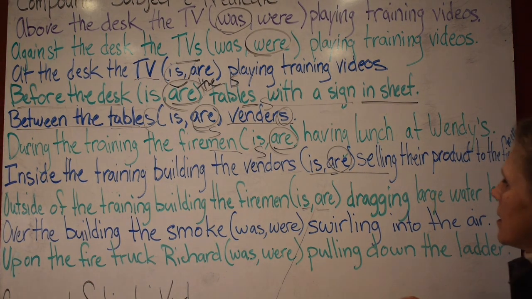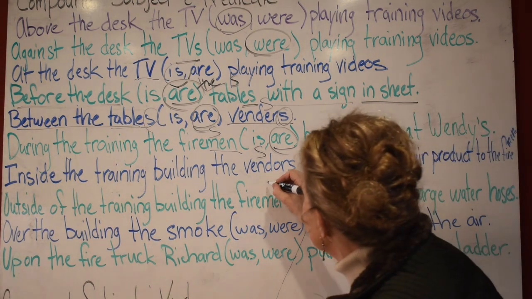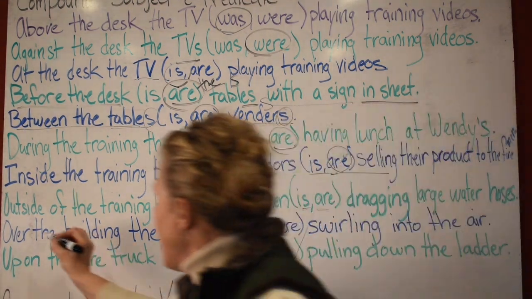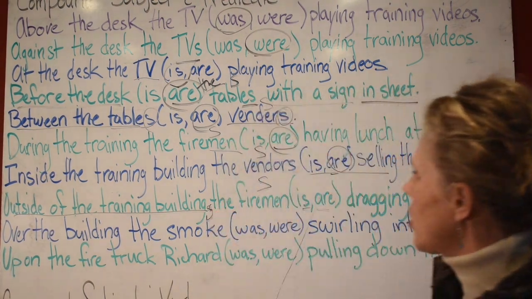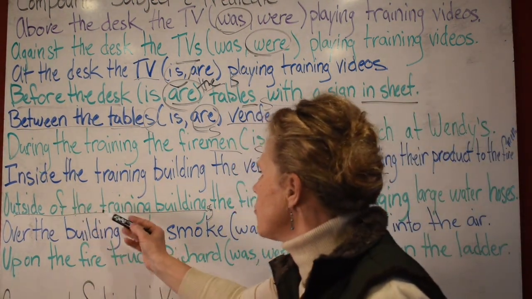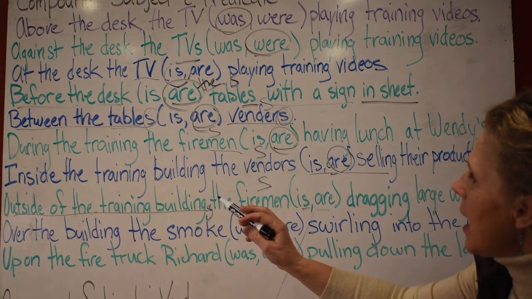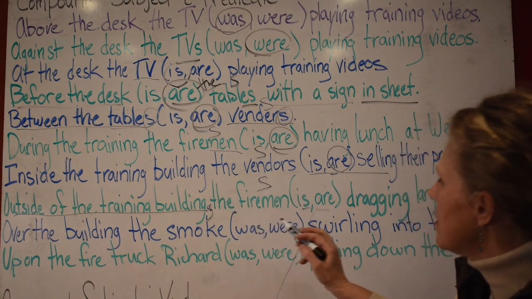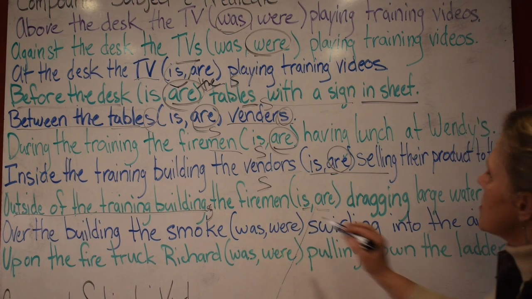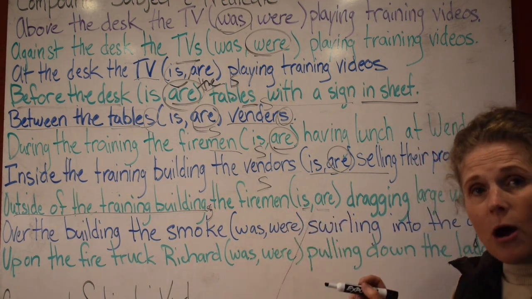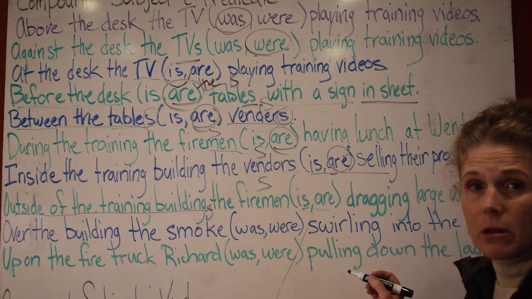Building. No, fireman. Yeah, we're talking about the firemen because outside of the training building, ooh, you know what? This needs to have a comma right there because look, 1, 2, 3, 4, 5. Outside of the training building, comma, the firemen who are doing the dragging of the water hoses. It's the firemen. So this is singular or plural?